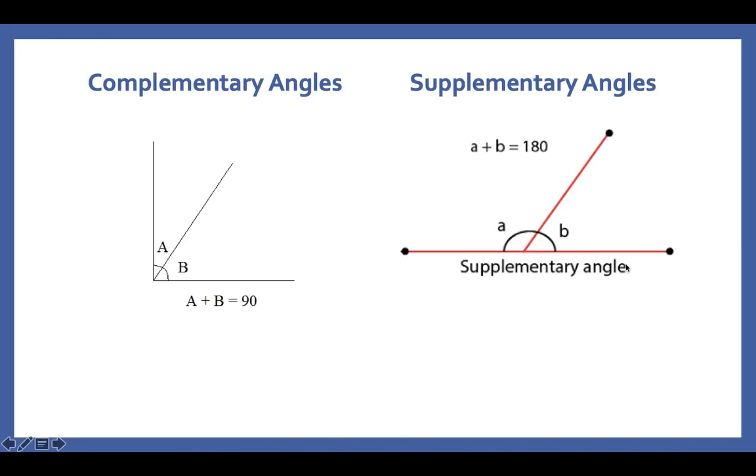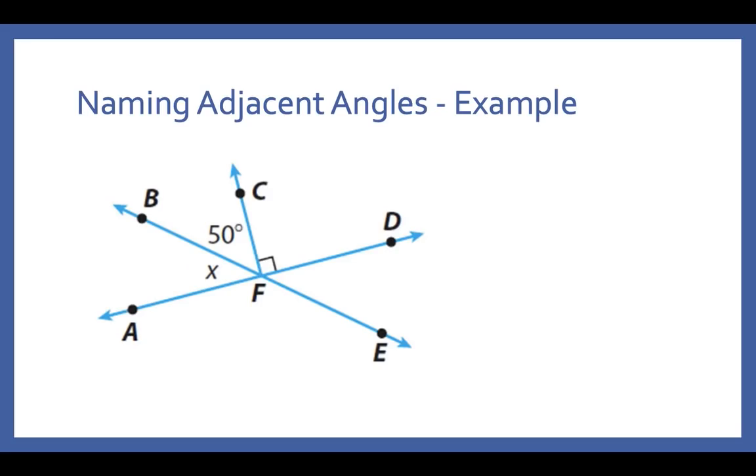Well, if a straight line is 180 degrees, then A plus B also has to equal 180 degrees. So we can use vertical, adjacent, complementary, and supplementary to help us answer questions with interesting diagrams. Before we do that, though, I want to make sure we can do some basics.